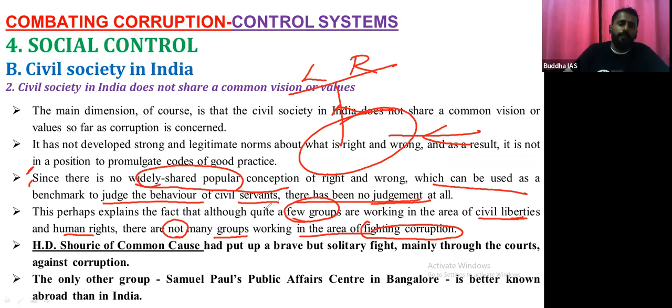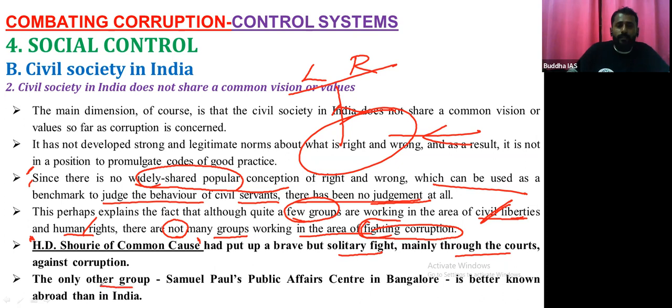The Second ARC says that there are many civil society organizations which are working in the area of civil liberties, the freedom of the citizens, and human rights. And there are not many groups working in the area of fighting corruption. H.D. Shourie of Common Cause had put up a brave but solitary fight, mainly through the courts, against corruption. So this is one case that you can take as an example.